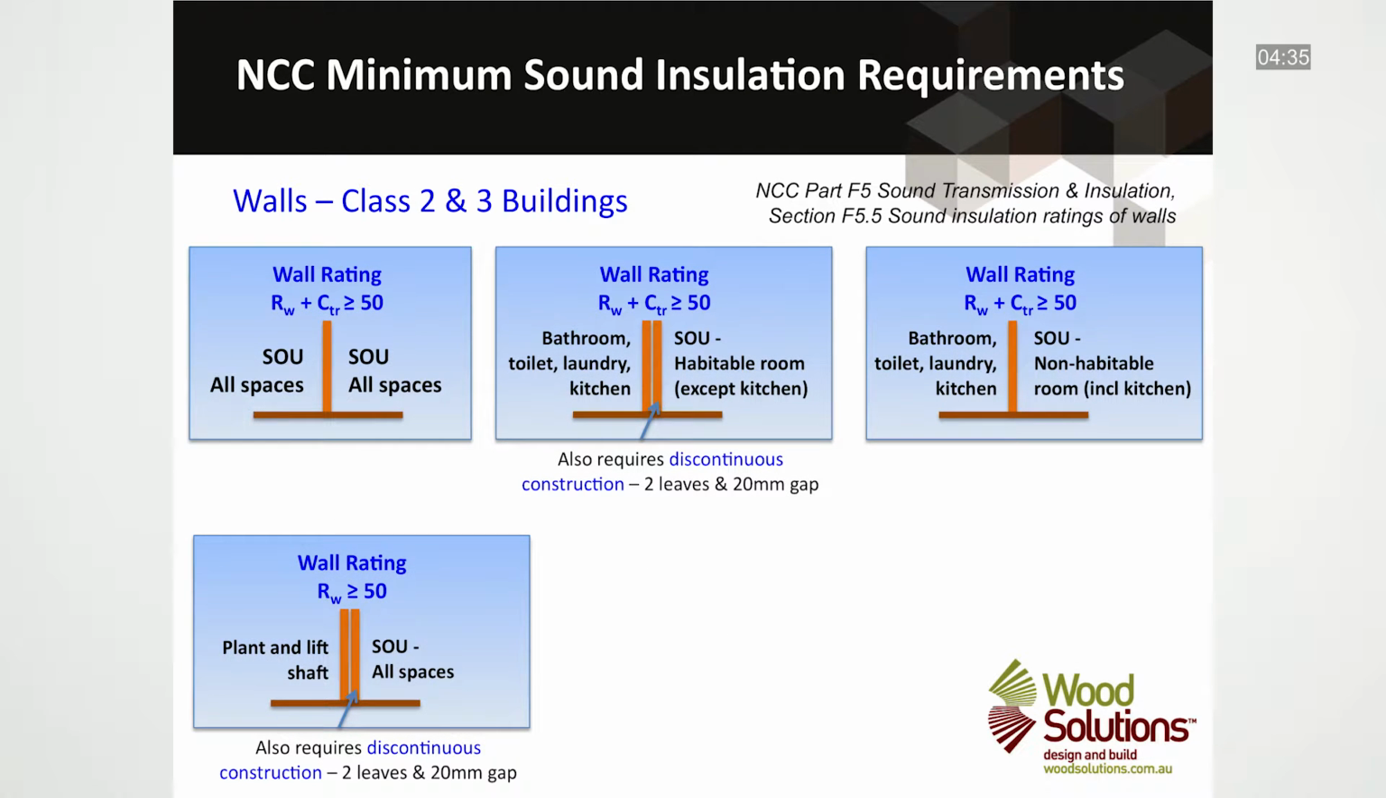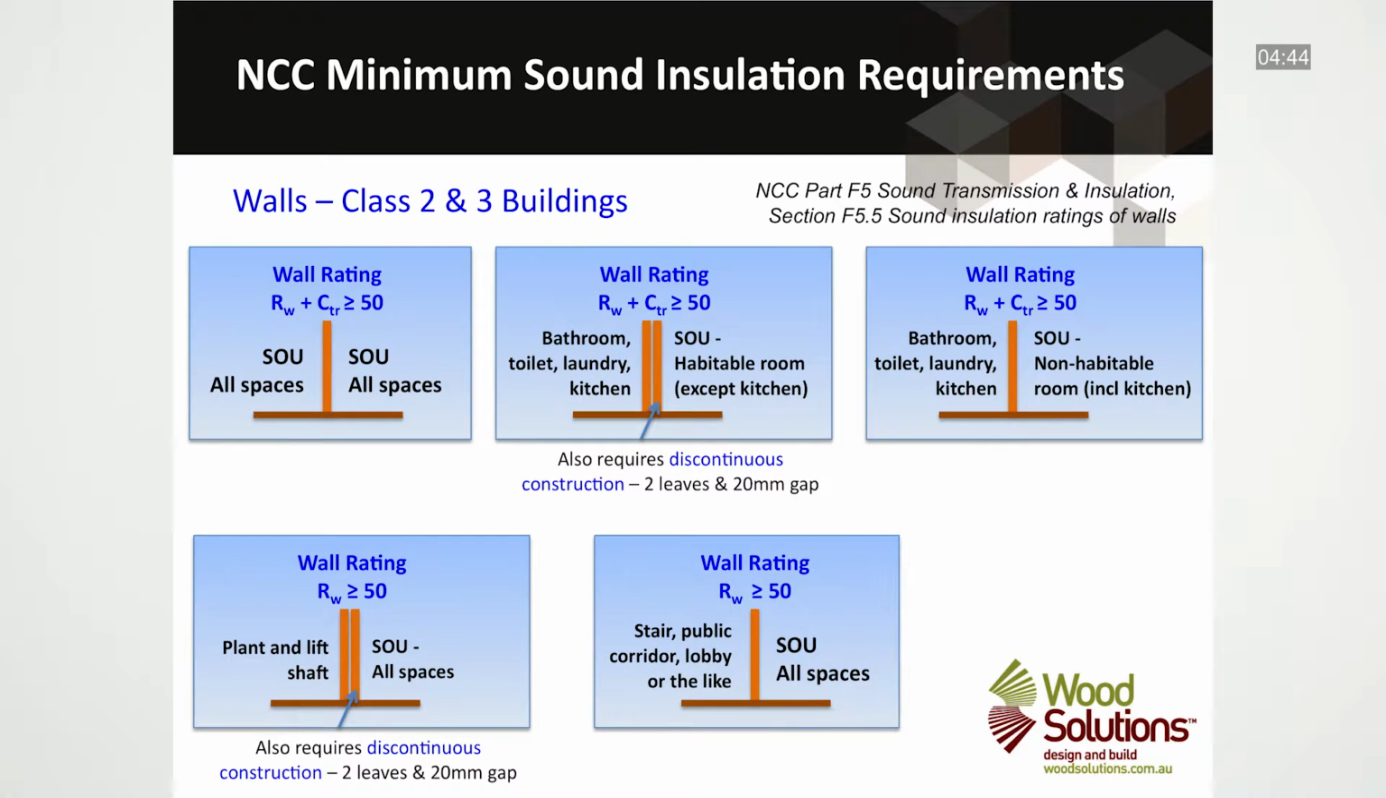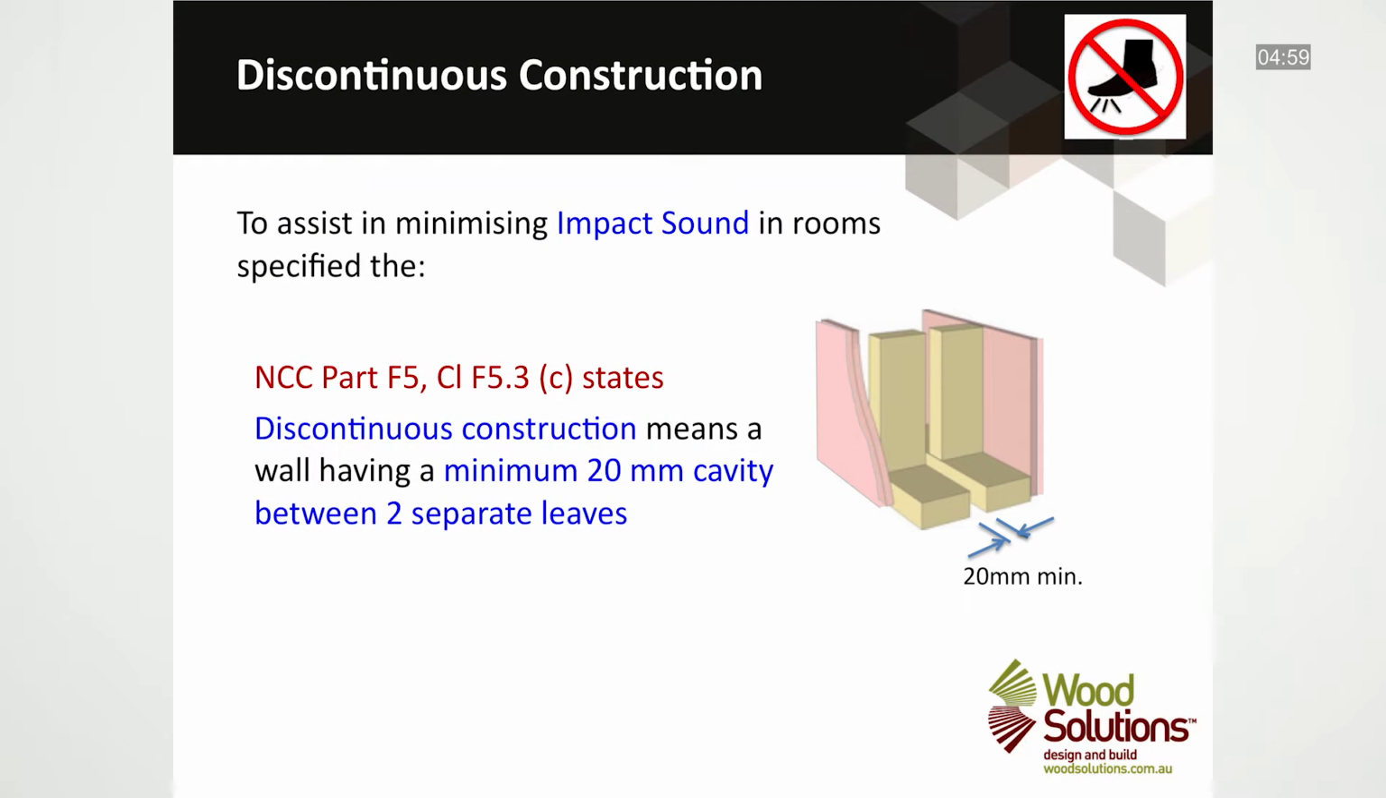For walls between plant rooms and lift shafts and SOU habitable rooms, again a double or discontinuous wall is required with a rating greater than 50. And for walls between stairs, public corridors, lobbies and the like, and SOU habitable rooms, again a single wall is required with a rating greater than 50. The NCC recommends discontinuous construction in specific areas to assist in minimising impact sound. The NCC Part F5, Clause F5.3, subsection C, states that discontinuous construction means a wall having a minimum 20mm cavity between two separate leaves, as illustrated here.